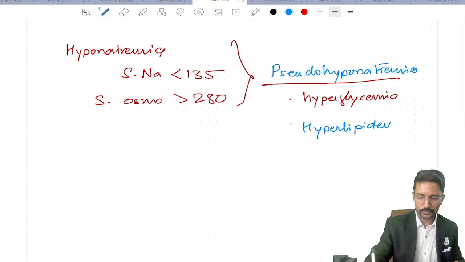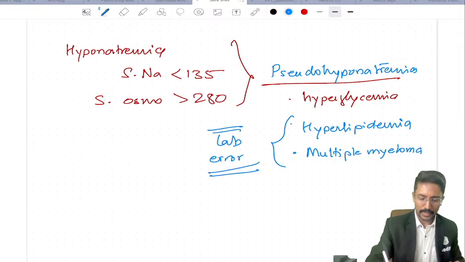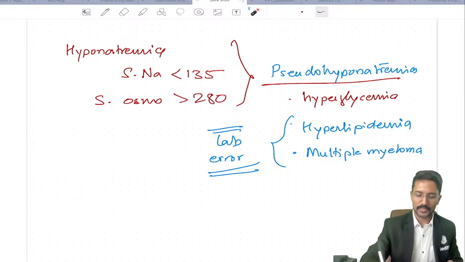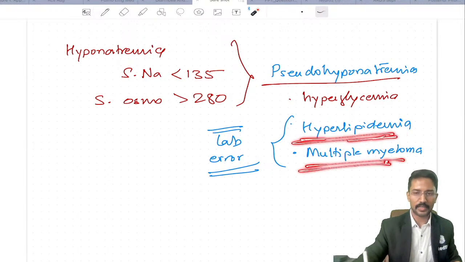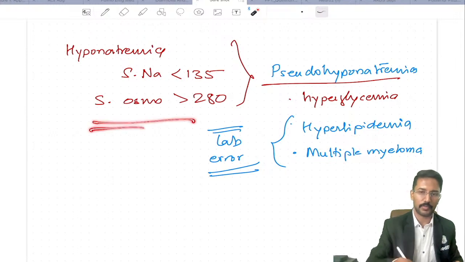Sometimes it can be a false lab estimation, which can happen with hyperlipidemia and in patients with multiple myeloma. I'm not getting into the details of why the lab is wrongly estimating it. Just remember that it is a laboratory error. There the serum sodium will actually be normal. It has not even gone to the intracellular component, but the presence of other substances like the M protein in multiple myeloma or too many triglycerides in hyperlipidemia can interfere with the lab test and give rise to a pseudohyponatremia, right?